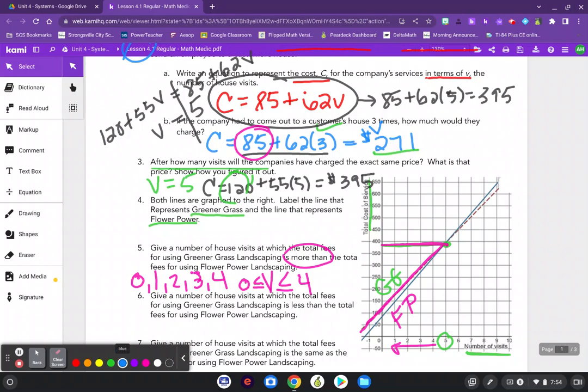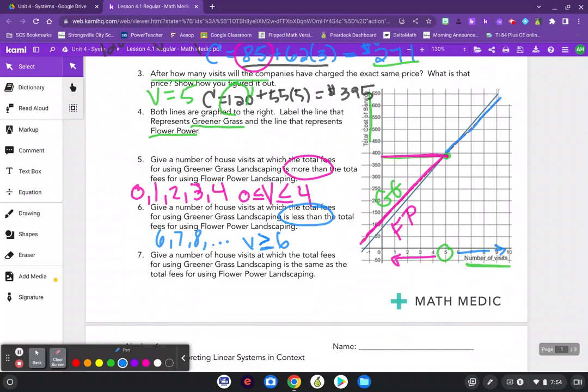And this one says, give a number of house visits at which the total fees for using Greener Grass is less. Well, the Greener Grass line is below the Flower Power line for any number that is bigger than 5. So again, give a number means like 6, 7, 8, etc. Or any visit that is greater than or equal to 6, if I want to bring that inequality back in. And really, I don't need a compound here because I guess I could have a limitless number of visits.